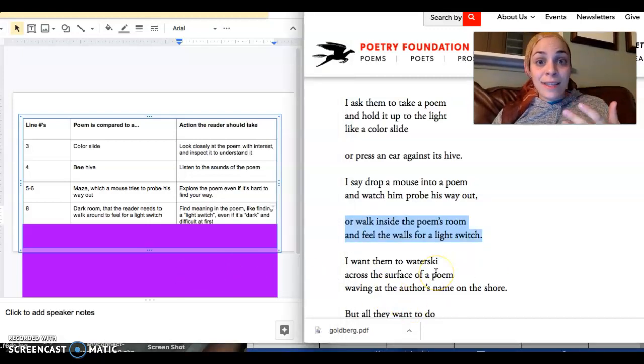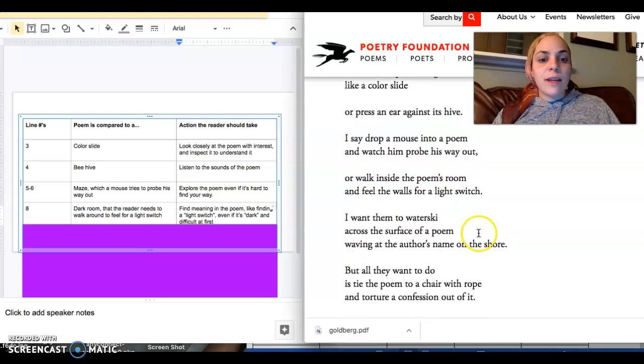Let's see the next imagery that he uses. And by the way, if you did not fill in the chart yet, please fill in the chart, and you could use my chart to help you, and then take a picture of that and send it to me. Let's look at the next one.